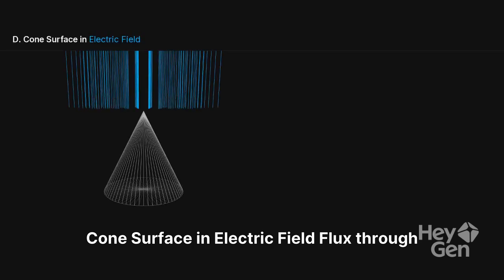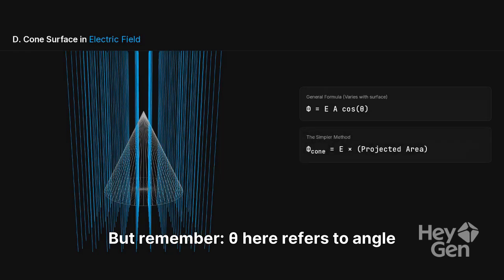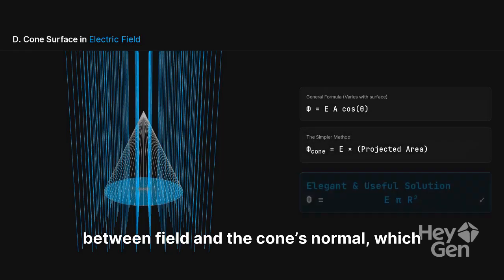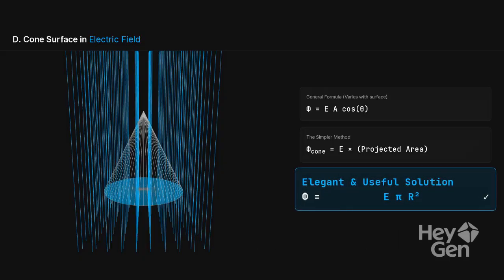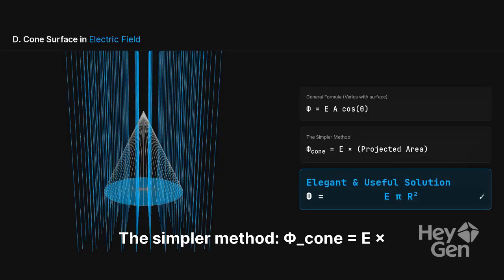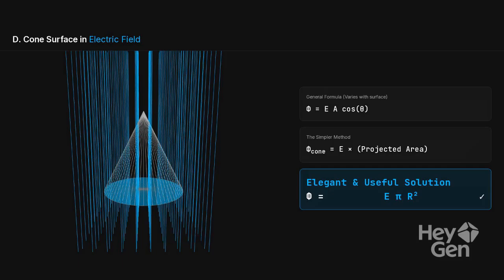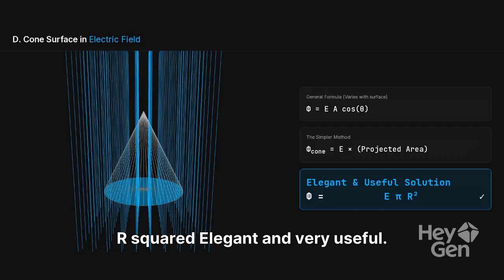D. Cone surface in an electric field, flux through the cone. φ = EA cos θ, but remember, θ here refers to the angle between the field and the cone's normal, which varies. The simpler method: φ_cone equals E times the projected area, which equals the base area, πr². Thus φ = Eπr², elegant and very useful.